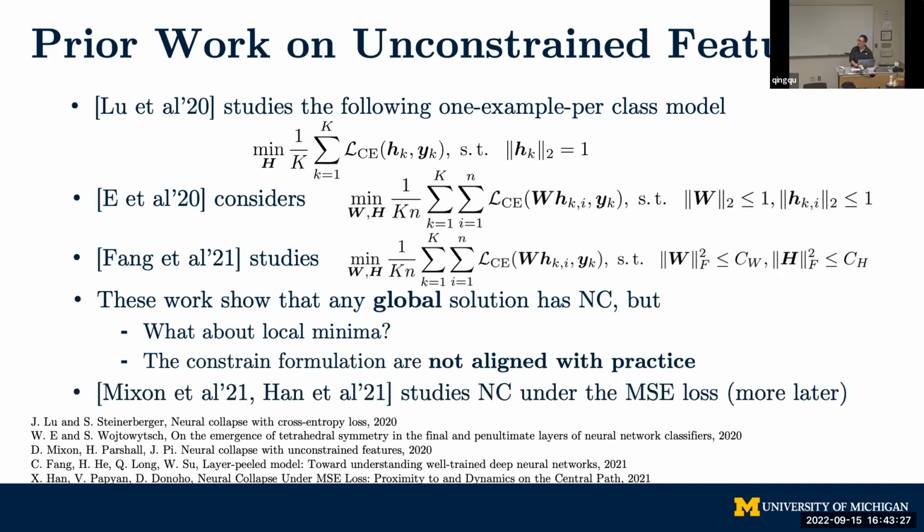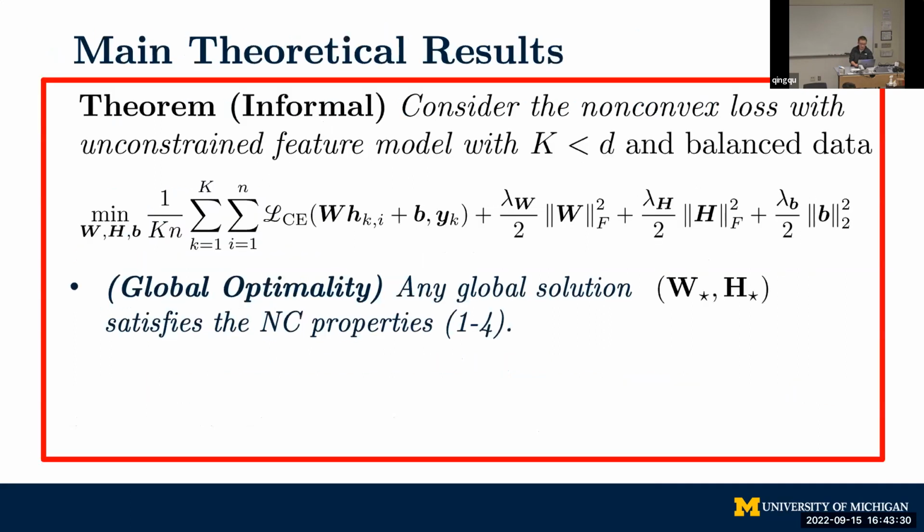So in this work, we show a much stronger result. We consider this non-convex loss function under this unconstrained feature model. We assume that the feature dimension, where D is the dimension of H, is larger than the number of classes, where K is the number of classes. And we show two results. First, any global solution to this non-convex loss function satisfies this neural collapse property, as I mentioned in the previous section.